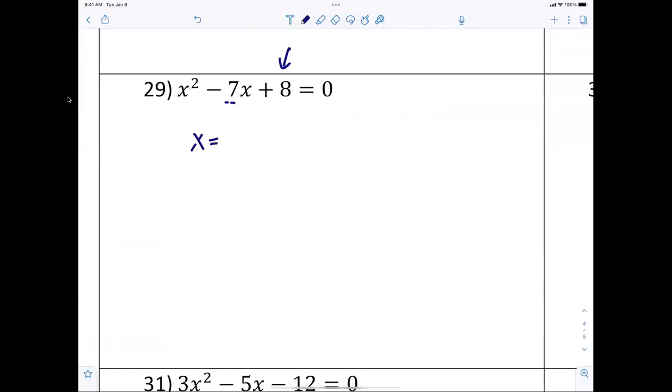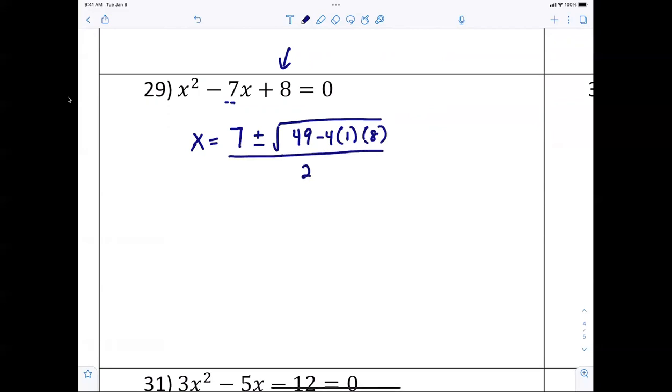So it's odd, so we're going to do the quadratic formula. X equals 7 plus or minus the square root of 7 squared, which is 49, minus 4 times 1 times 8, all over 2. Seven plus or minus the square root. What's 49 minus 32? 17. All over what? 2. Anybody have any issues with that?